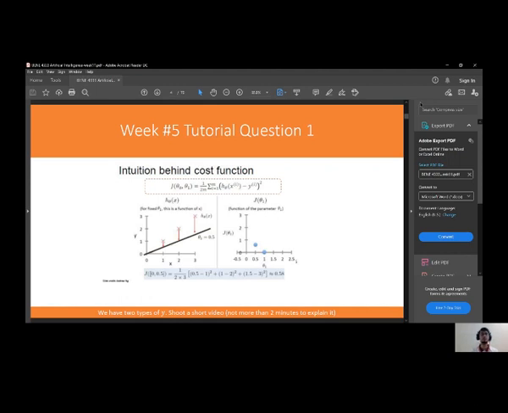week 5 tutorial question 1, that I have to explain about the intuition behind the cost function, indicated as J of theta 0, theta 1 equals 1 over 2m, summation of m multiplied by h-hat of input subscript i minus output subscript i, squared. So here we have two types of y, basically the y and the h-hat.